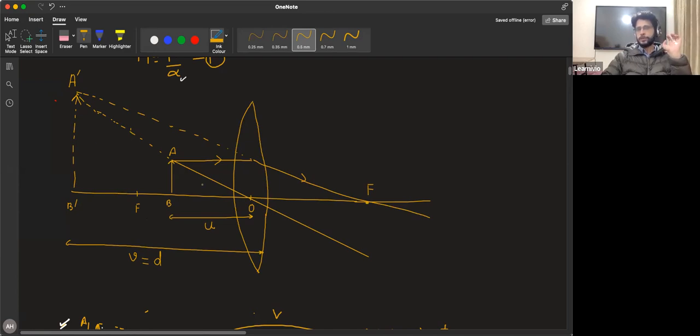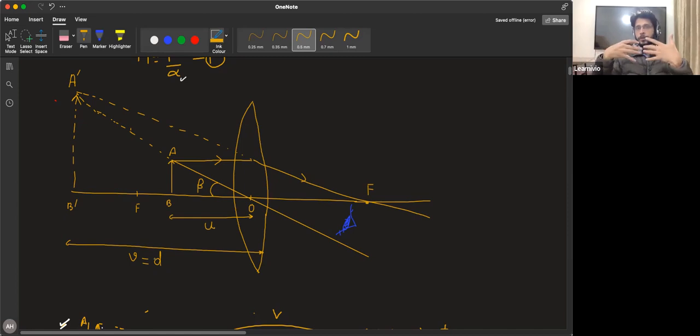So this is your image, the angle subtended by the image, and this is I. Let's make I here. We will write that we are taking angles from the eye, but we will measure angles from the lens always. So this is the angle subtended by the image, and we call this angle beta. And when your image is at a distance D, D means 25 centimeter.